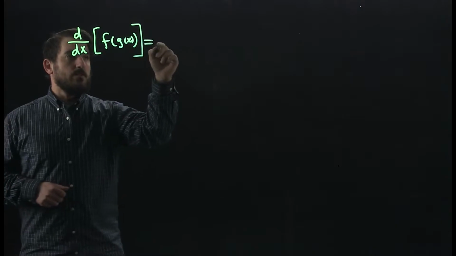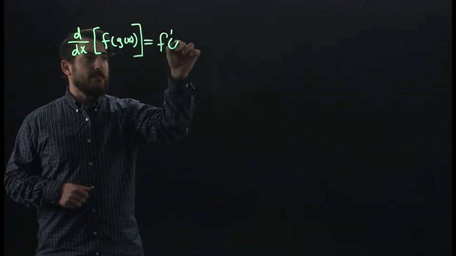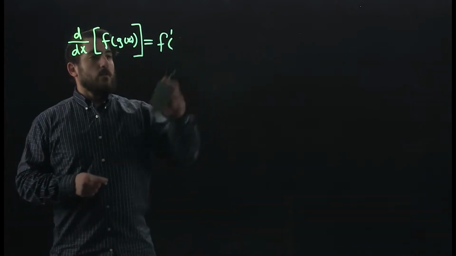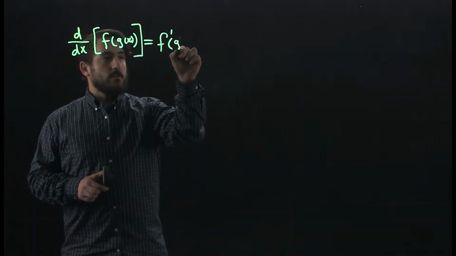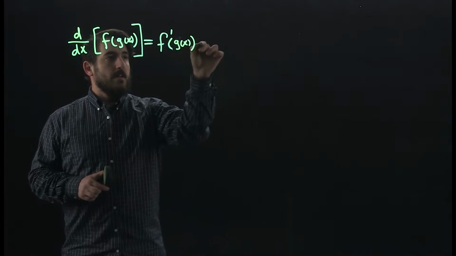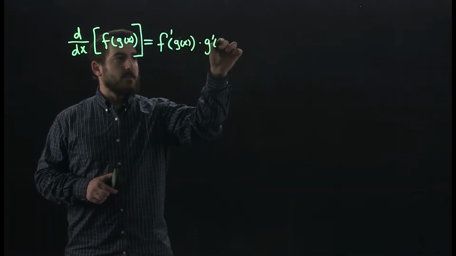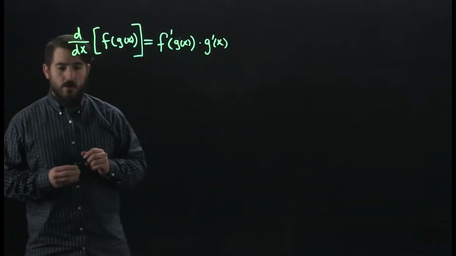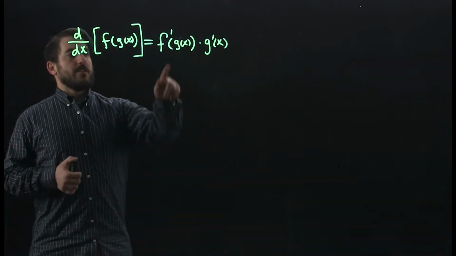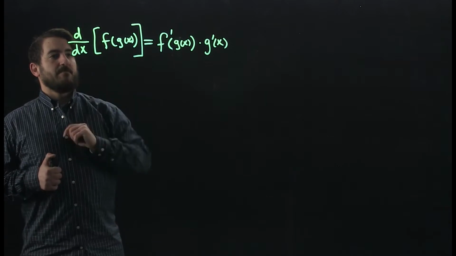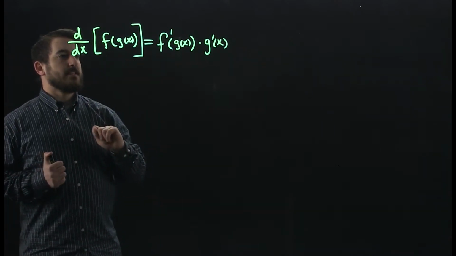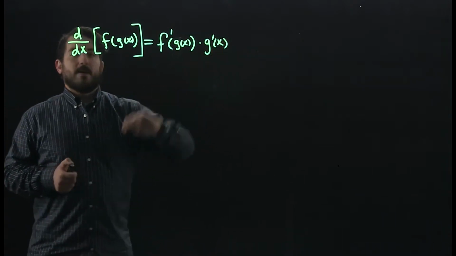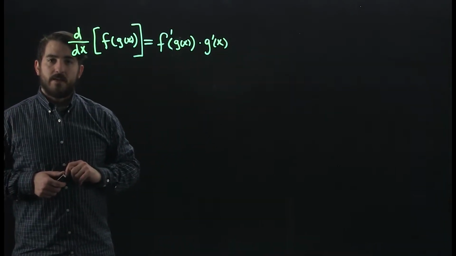is equal to the derivative of the outside function, f of x. We leave the inside alone, g of x. Then we multiply it by the derivative of the inside function. And so this is called the chain rule. So the derivative of the outside function, f being the outside function, g being the inside function, we leave the inside alone. Then we multiply it by the derivative of the inside function.